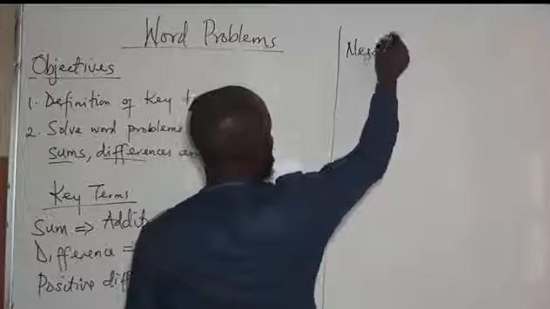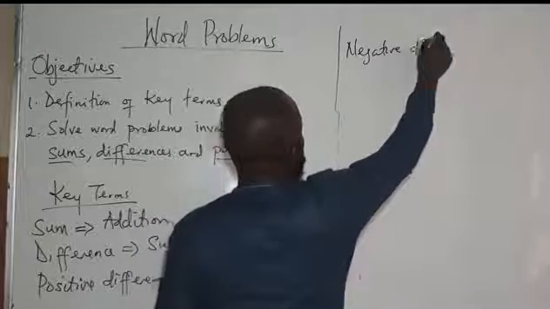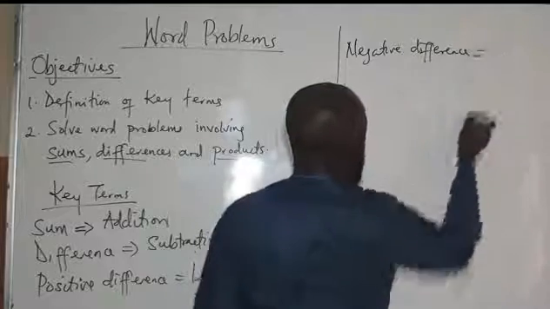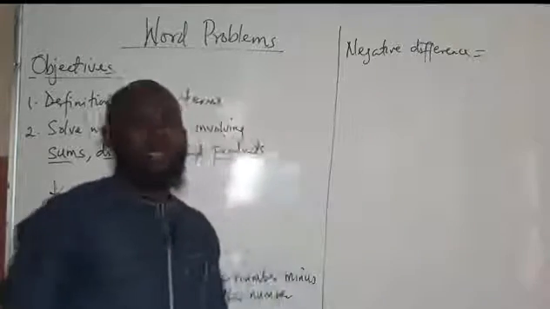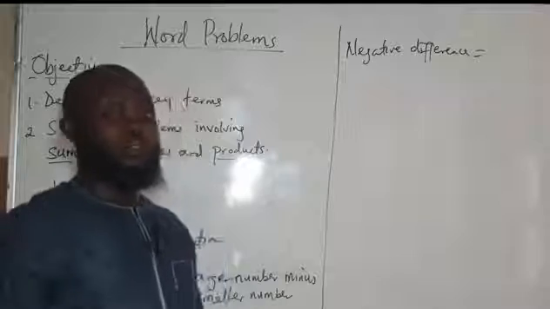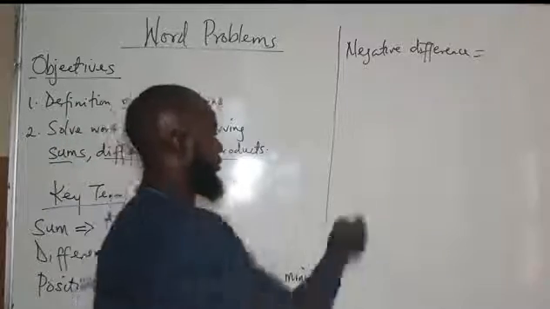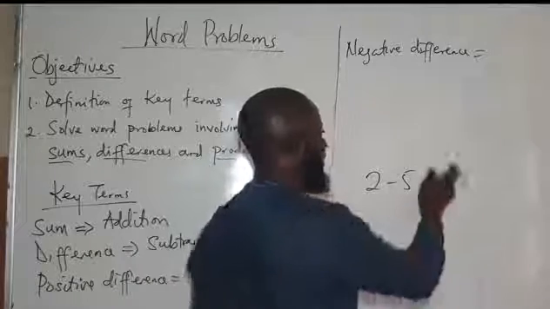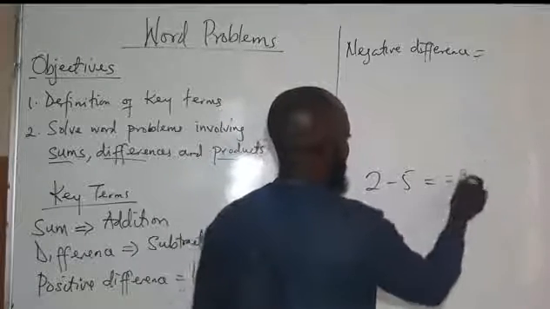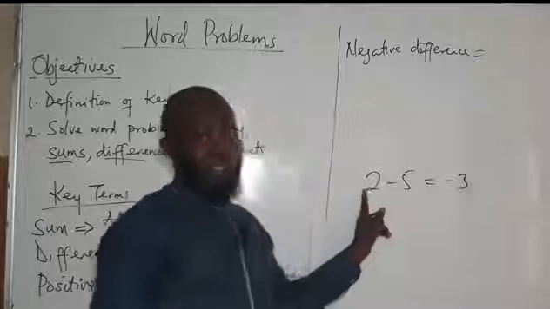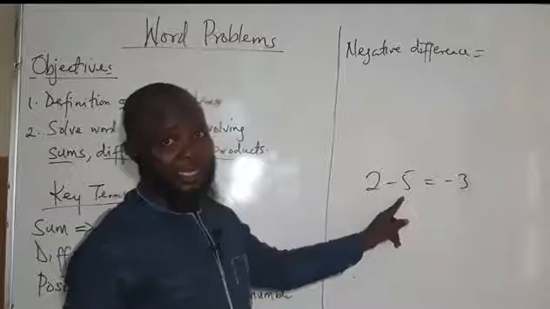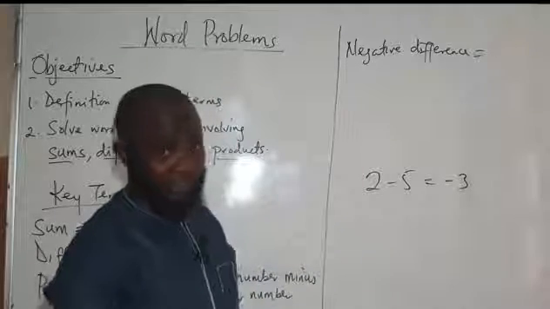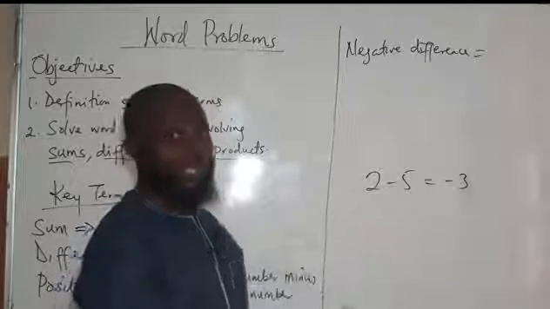Then we have negative difference. Negative difference here. So negative difference is telling us to subtract, you're saying 2 minus 5. 2 minus 5, you get what? Minus 3. When you talk about minus here, you can see that the positive is at the front while the negative is at the back. We are subtracting 5 from 2, which is impossible, right? We cannot count 2 and bring out 5 from it.